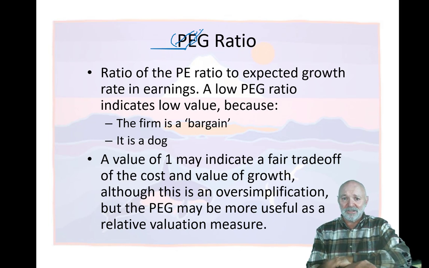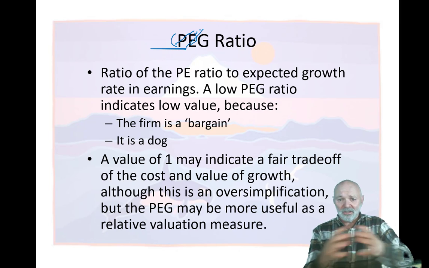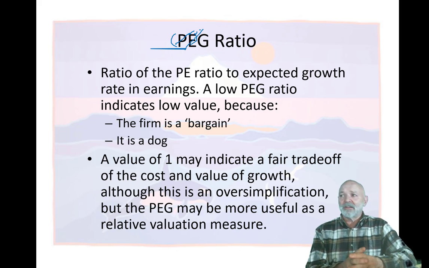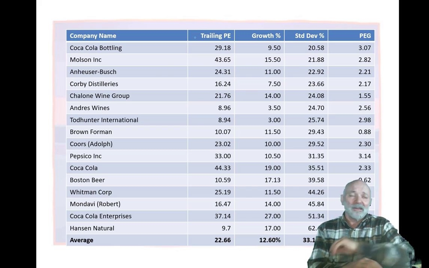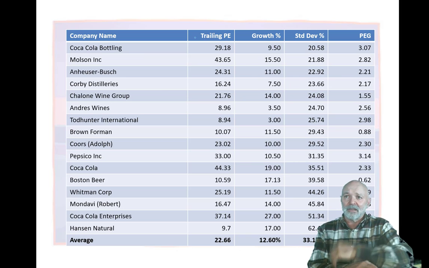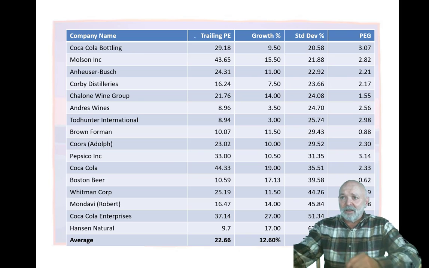If we have a PEG ratio of 1, it may represent a value where there's a balance between the earnings yield and the growth, so they're essentially balanced at 1. It may be an oversimplification, but it's a good way of comparing different types of companies. In the next slide, you'll see an example of several companies in the beverage business.